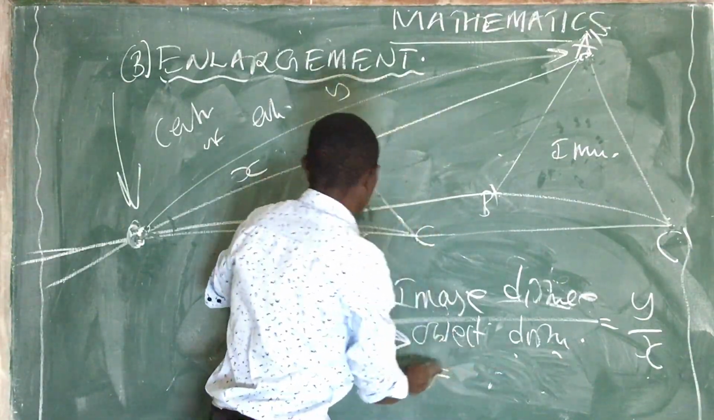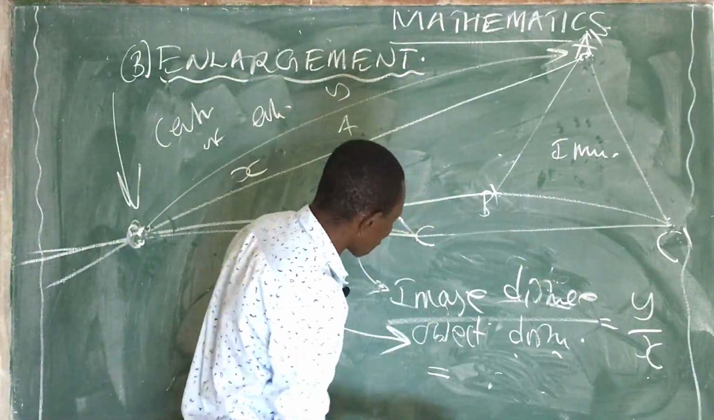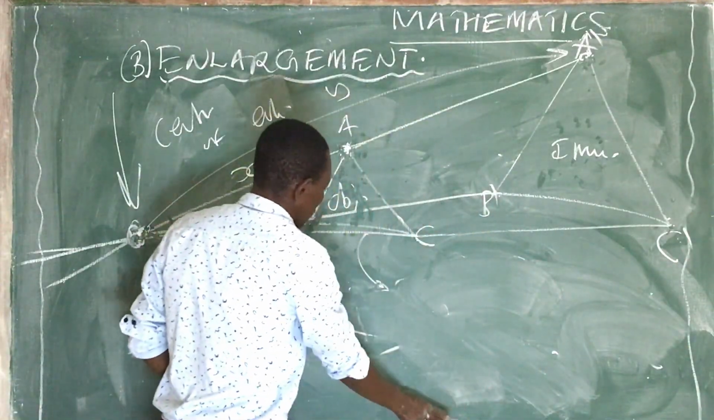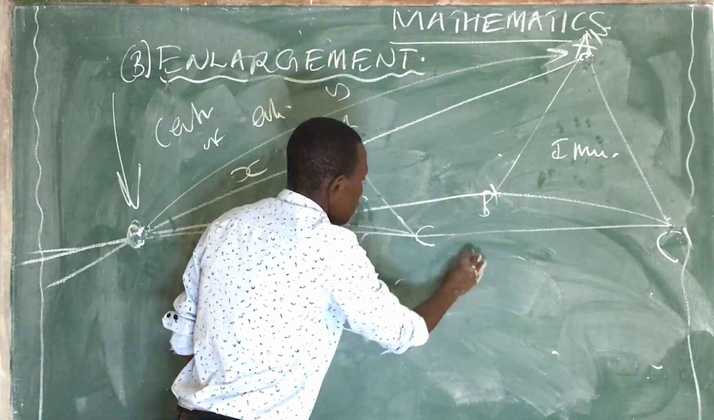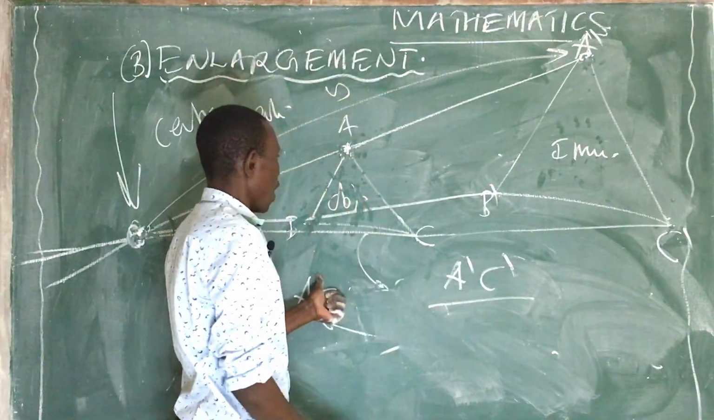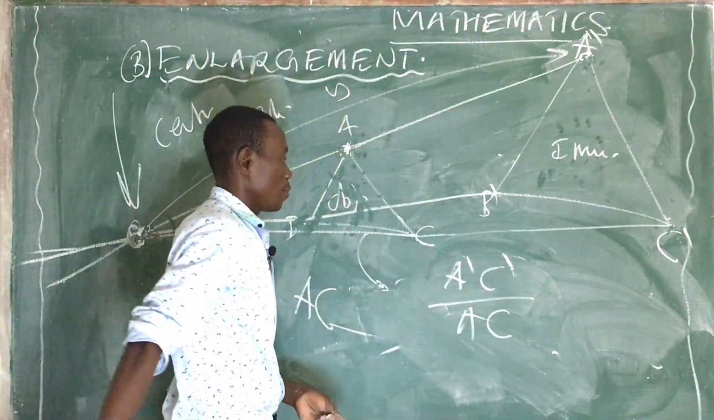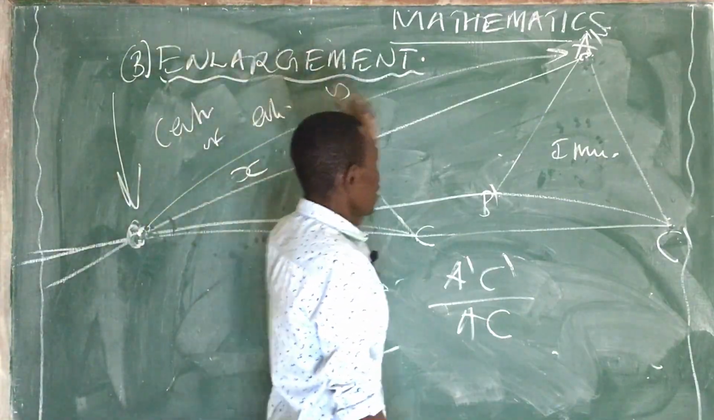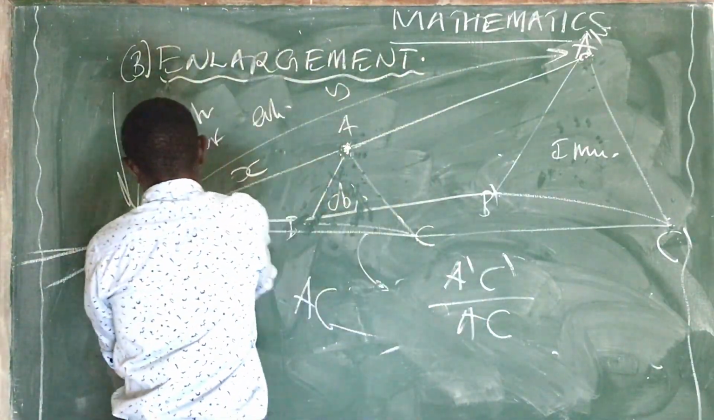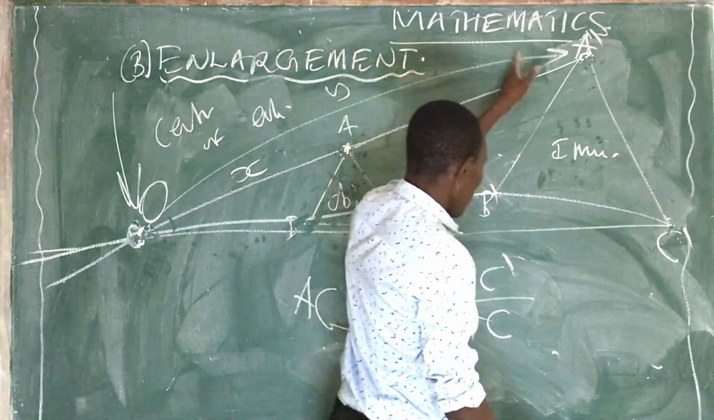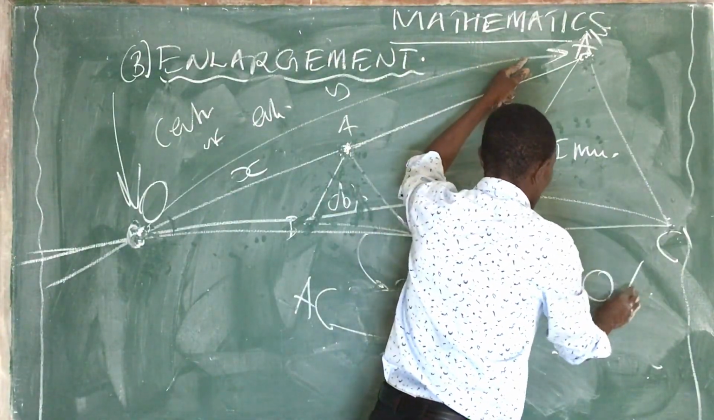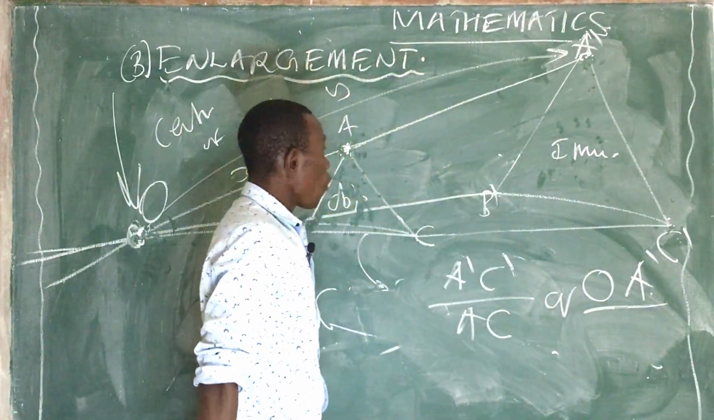You would write A prime C prime over what? AC. Apart from saying this distance here up to A, let me have this one as O, OA prime over what?